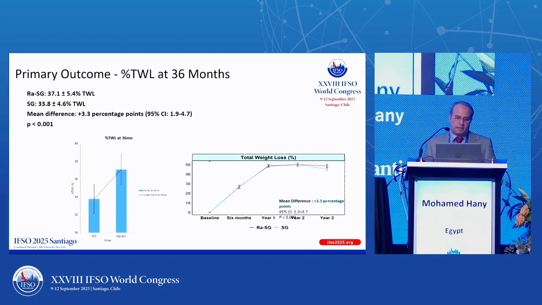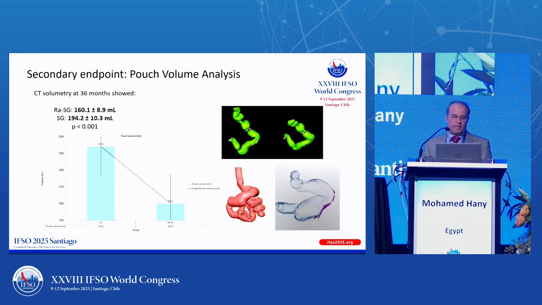Moving to our results, percentage of total weight loss at 36 months: it's expected that we see the difference later, because in the first 2 years they are almost the same, but at 3 years we found at least a 3.3 percentage point difference for excess weight loss and total weight loss percentage in patients with ring-augmented sleeve gastrectomy. Regarding the pouch volume analysis, we found that the patients with ring-augmented sleeve gastrectomy have smaller pouch volumes. This is what was hypothesized.